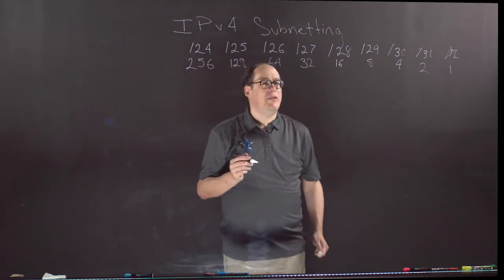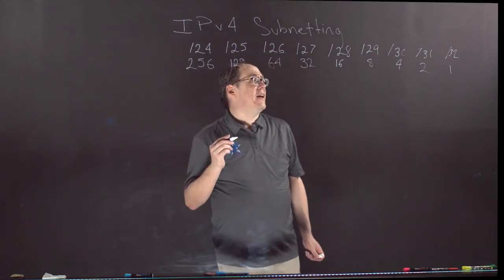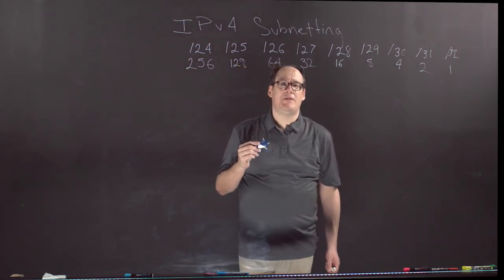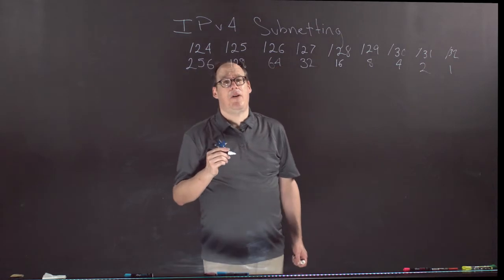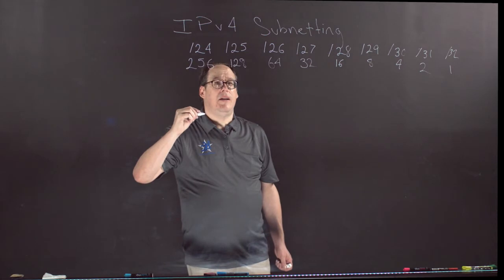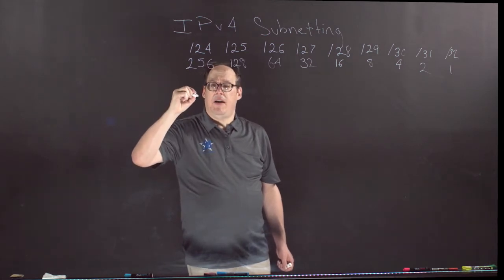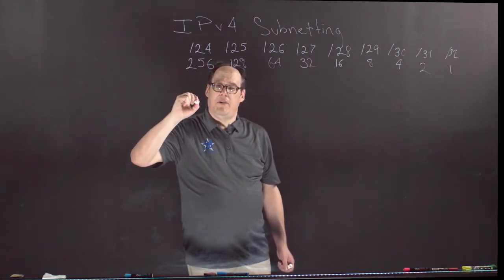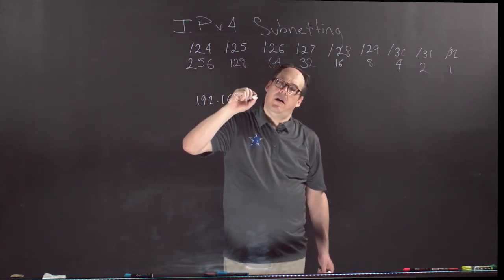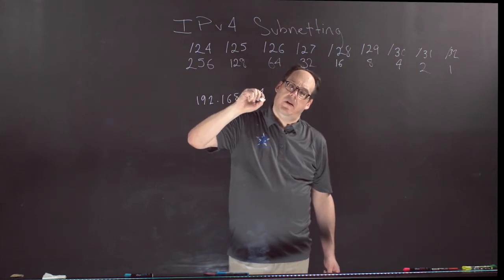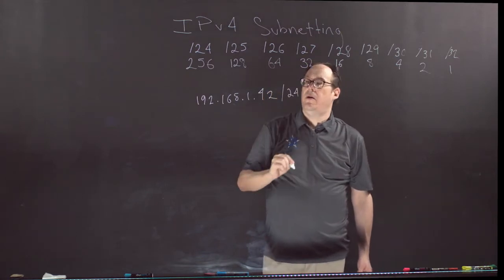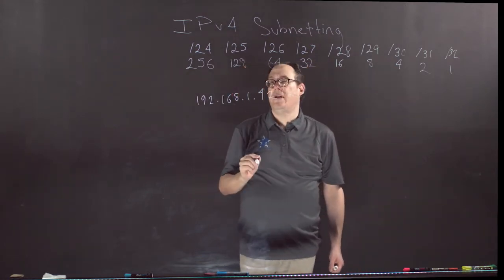So I'll give you an example of creating a subnet. What we want to do is determine which subnet a particular IP address falls in. That's a problem that you will see quite a bit in the material. So I'm going to start with an IP address of 192.168.1.42, and I'm going to put a /24 on the end of it.